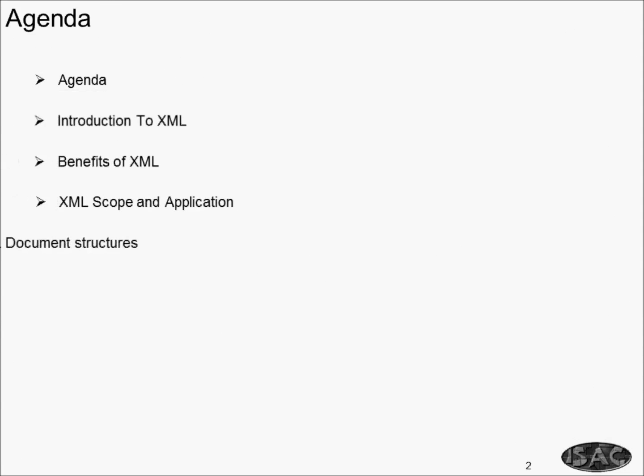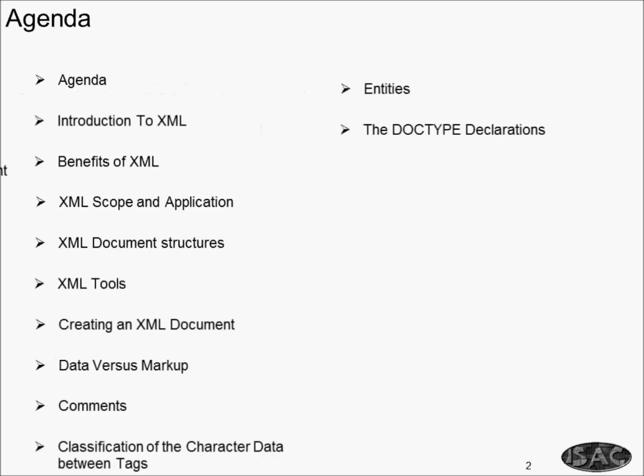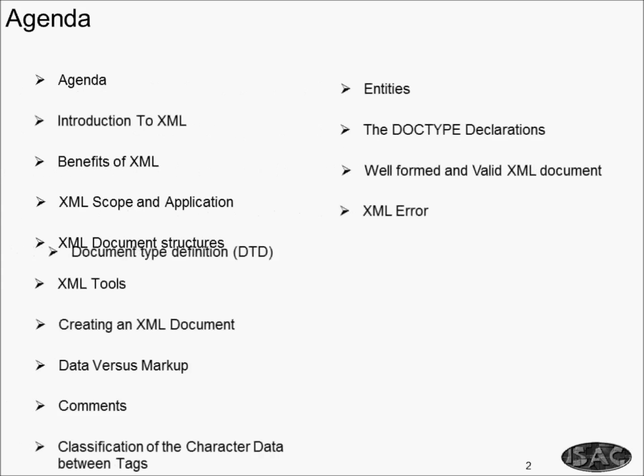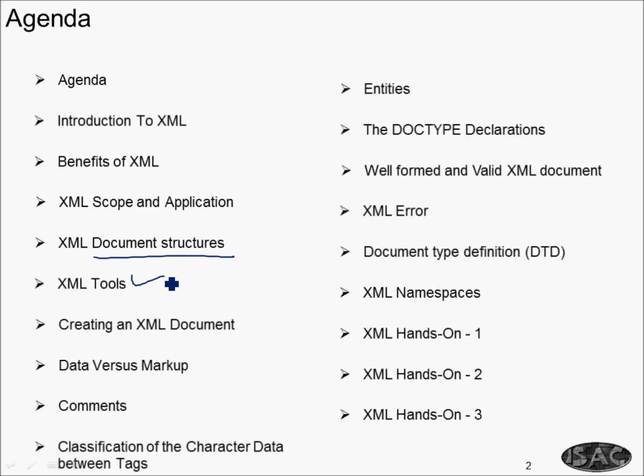Before we get into this, we'll just discuss the agenda. The agenda is: we are going to talk about introduction, benefits, scope and application. What are the basic components of the structure of an XML document? So document structure, and there are a few tools for viewing and editing XML. How do we create an XML document? What is the difference between data and markup?